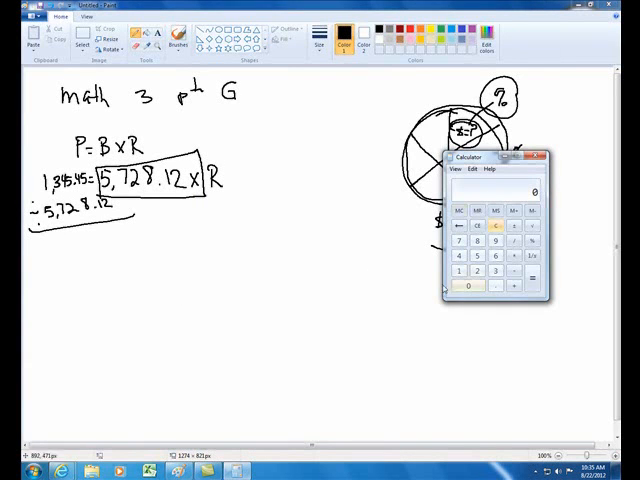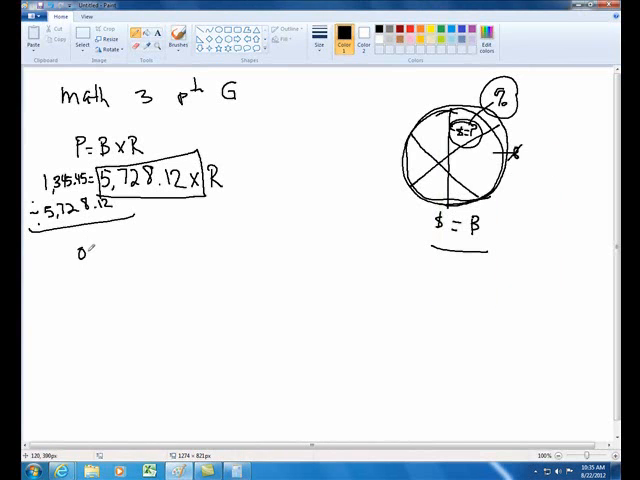I'm going to put that in on my calculator. $1,345.45 divided by $5,728.12 gives me 0.235. Because it's rate, it always needs to be in the form of a percent. So 1, 2, which will make it 23.5%.